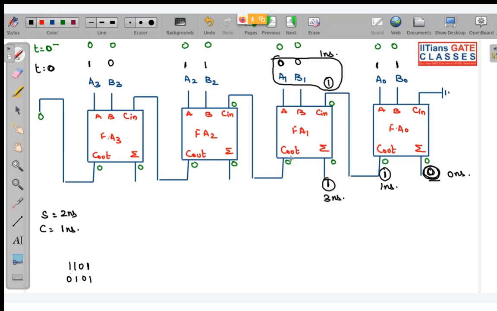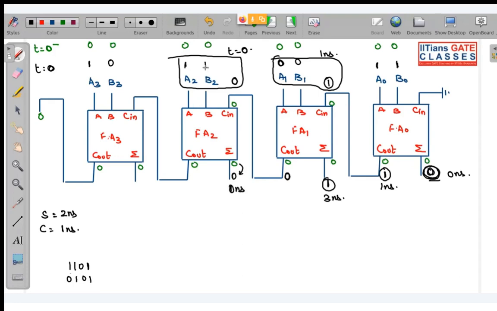But look at this carry. When we add 0, 0, 1, no carry will be generated. So this Cout was present from t equal to 0. So output of this full adder means input of this full adder was present from t equal to 0. So now look, when we add 0, 0, 0, sum is 0, carry is 0. But when we add 1, 1, 0, sum is 0. So you can see again there is no transition in output. So this will be 0 nanoseconds.